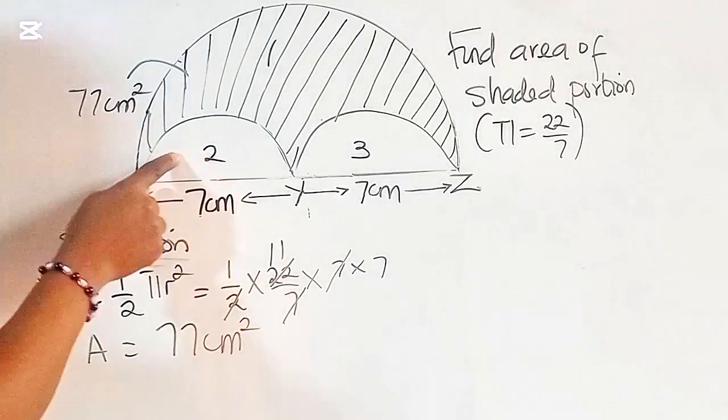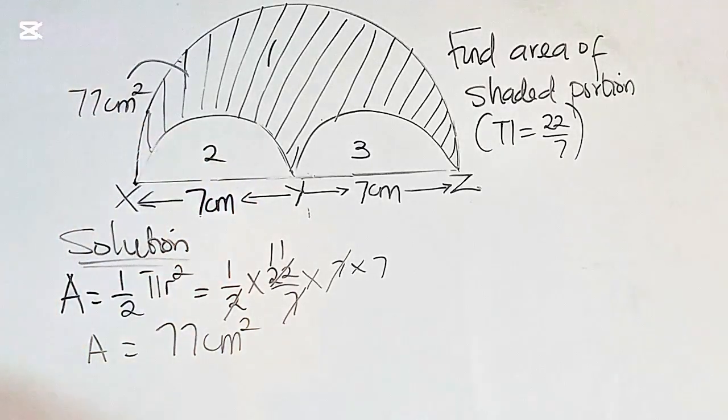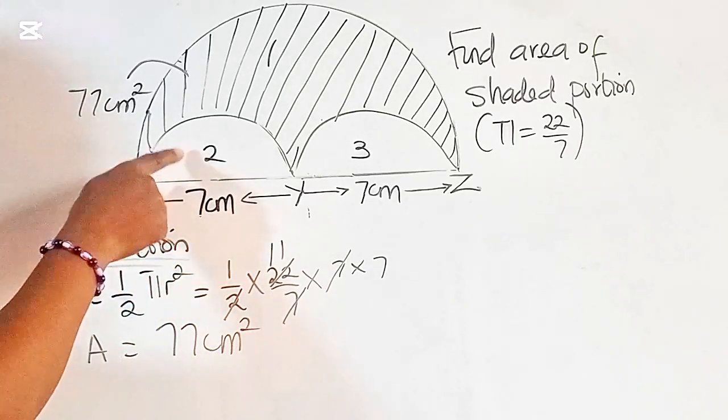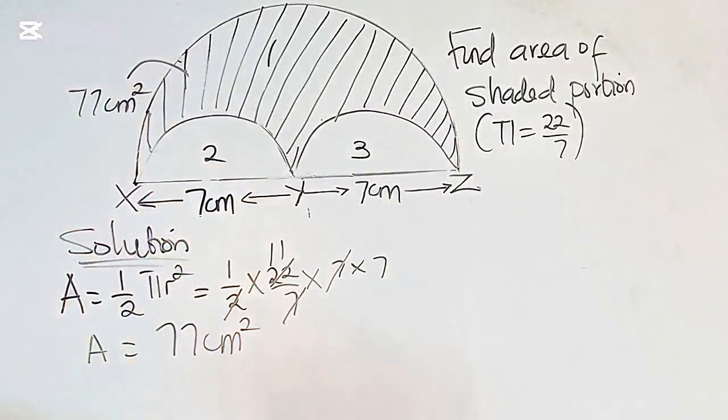Now we are going to calculate the area of the two smaller semicircles. Remember, they have the same radius, so we are going to calculate 1 and then multiply the value by 2.